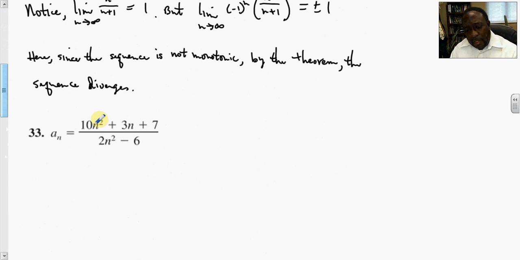The biggest term is n squared. Dividing each term by n squared, you can produce the limit.